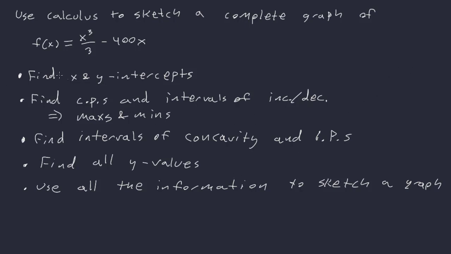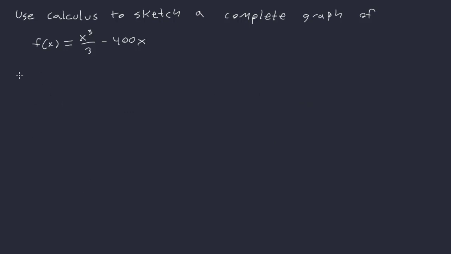Before I start finding intercepts, I actually start with critical points and the first and second derivative. That's always my step one: I'm going to find f prime and f double prime. So f prime of x is going to be x squared minus 400, and then f double prime of x is just going to be 2x. Now that I've found f prime and f double prime, I'm going to find the critical points.